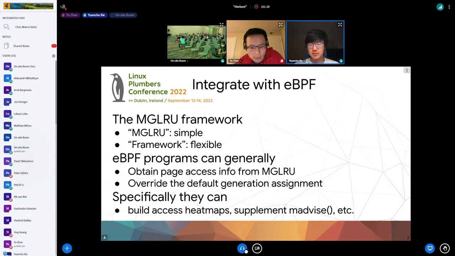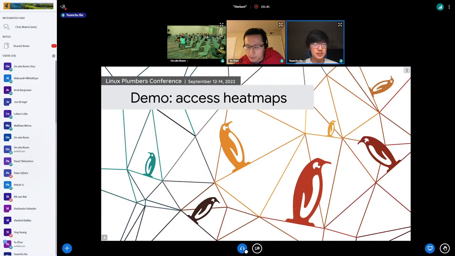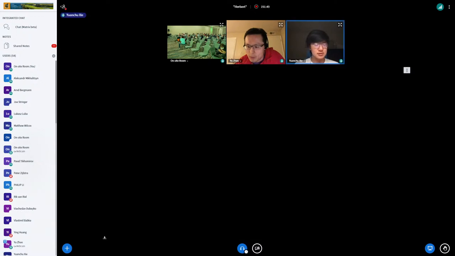Okay, let me see how this controls thing works. I can move on to the next slide. Okay, cool. So I have a quick demo to show that I can add BPF support to MGLRU page table walks to obtain a per process heat map. Did you see the plus button on the left bottom? Yes. Anyways, I whipped up a quick demo of this heat map tool capturing the heat of a memtier memcached benchmark.